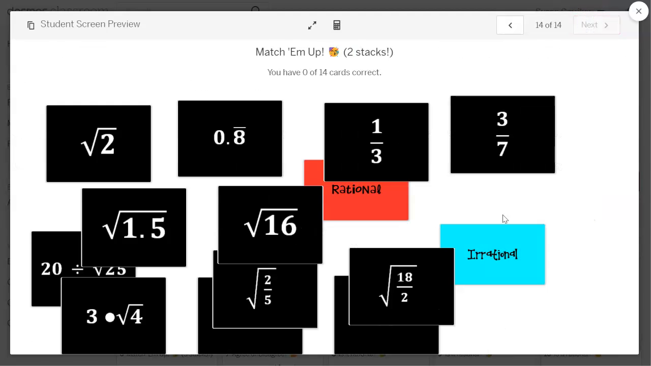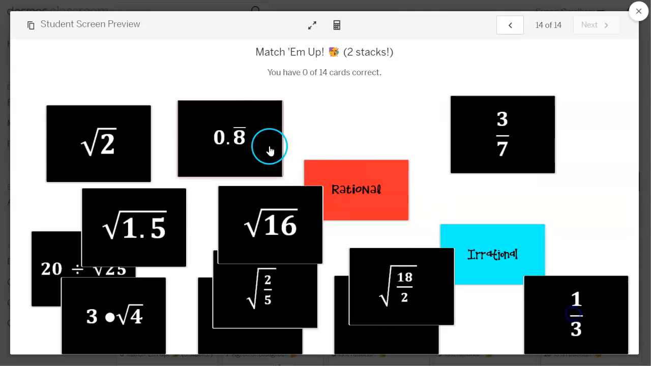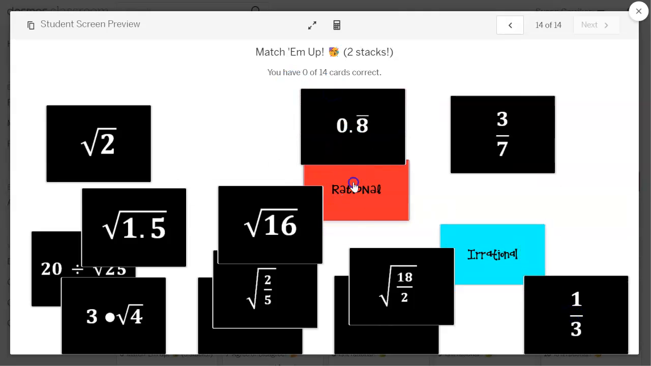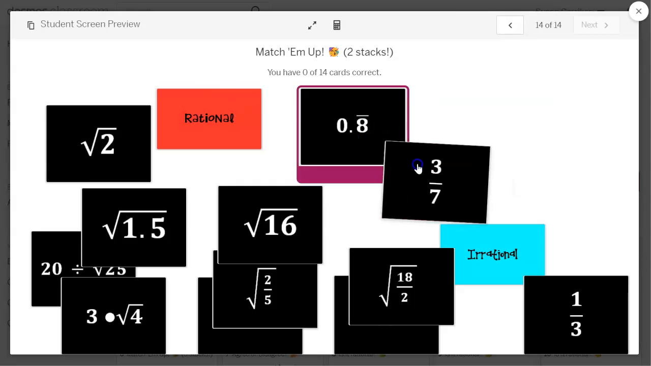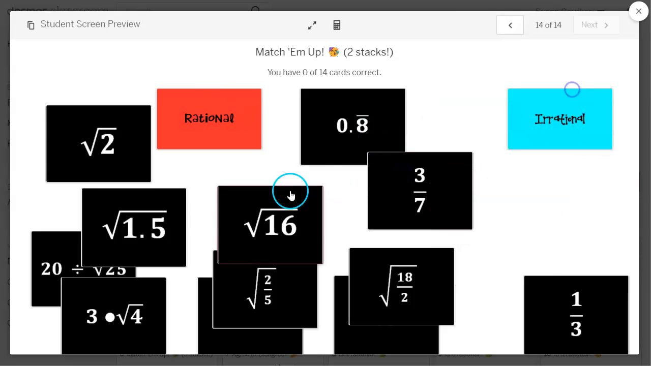And then on the last screen, they're kind of summing it up. We've got rational and irrational. So we're going to put all the rational numbers on one side and all the irrational numbers over here. And it is a self-checking activity, so they'll know if they have them correct or not.